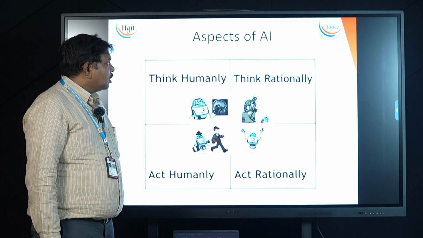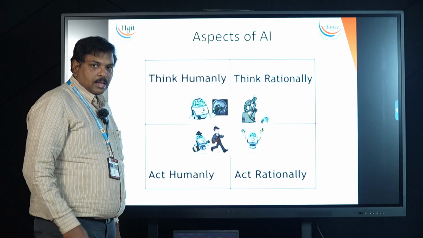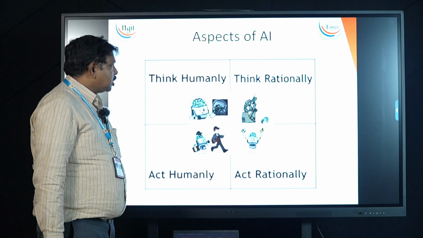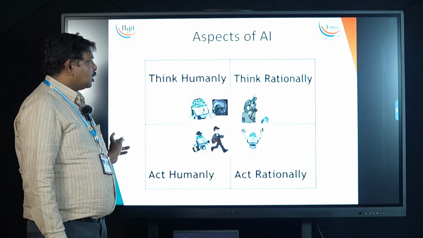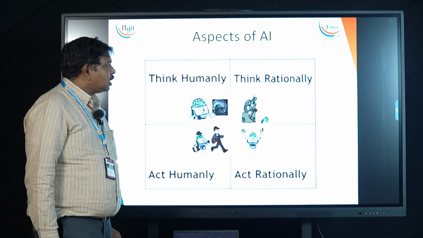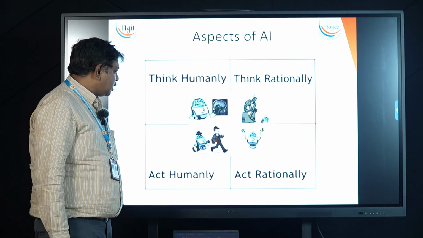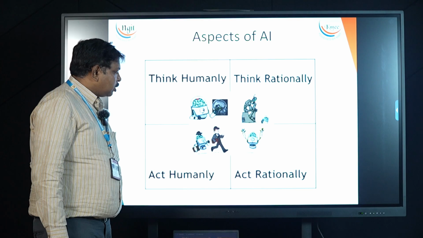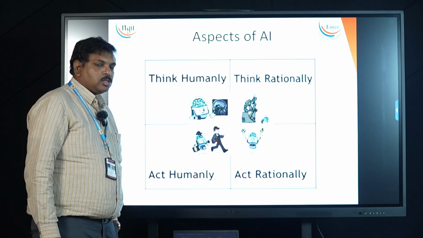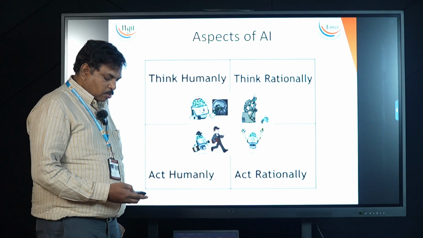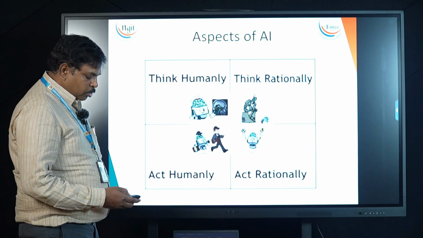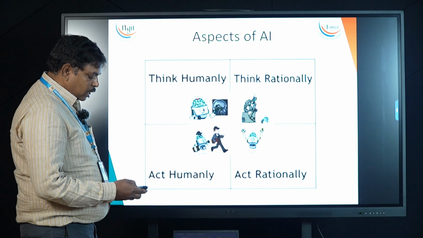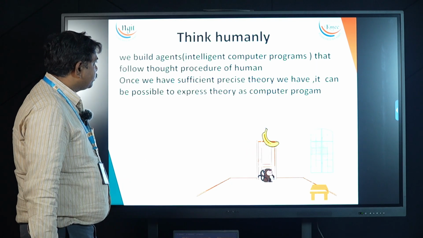and act. So, when we are building intelligent machines, we have to take care of four aspects. Machines should think like humans, they should think rationally, they should act like humans, and they should act rationally. So, before building any AI intelligent computer application, we have to take care of these four aspects.